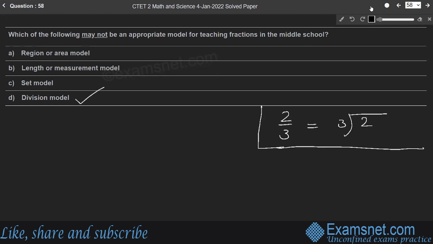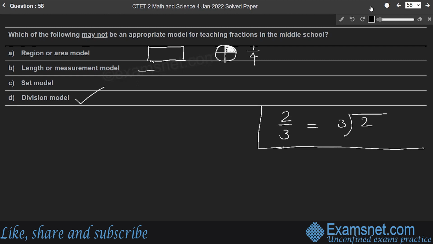Right? So when it comes to area model or region model, in this model, the fraction is represented as parts of an area or region. Say, for example, it may be a rectangular area or circular area. So when this circular area is divided into 4 equal parts, this part is considered as fraction of the whole circle. The value of this fraction is 1 by 4.